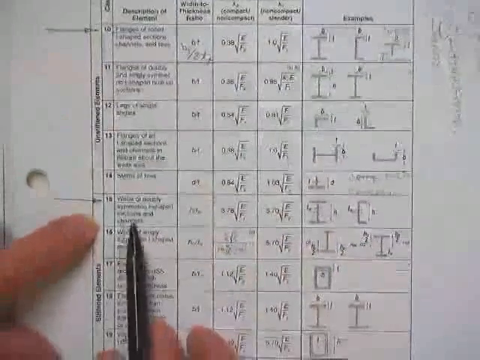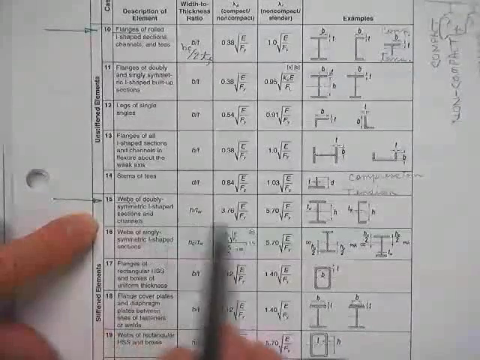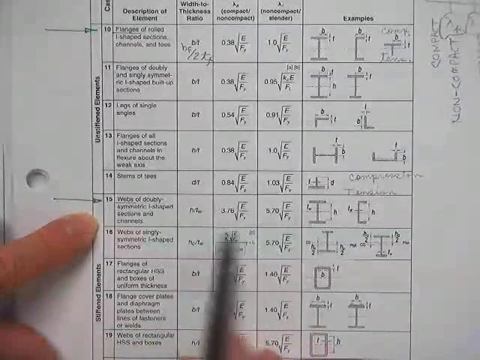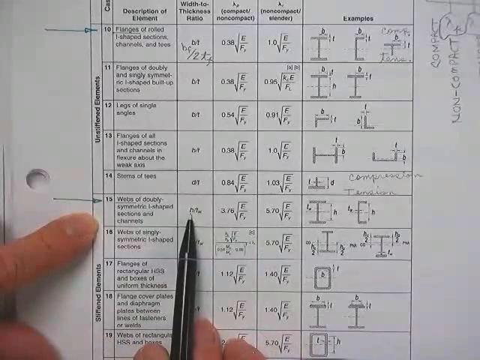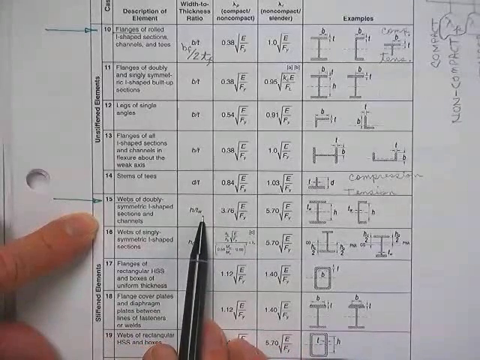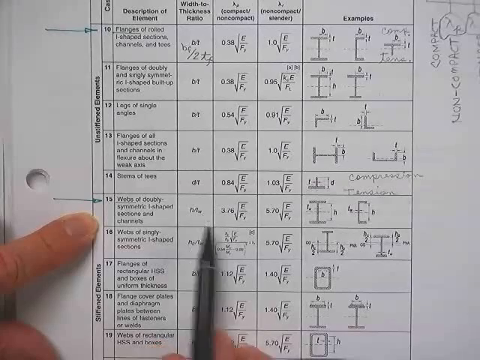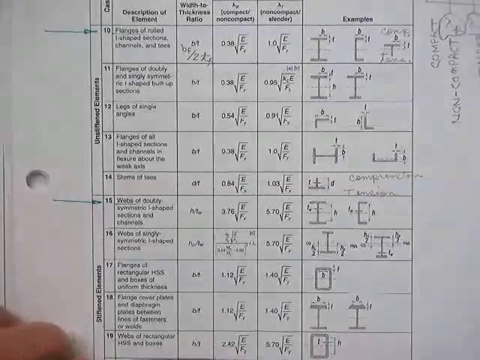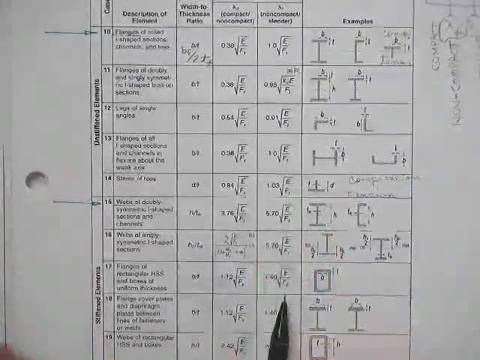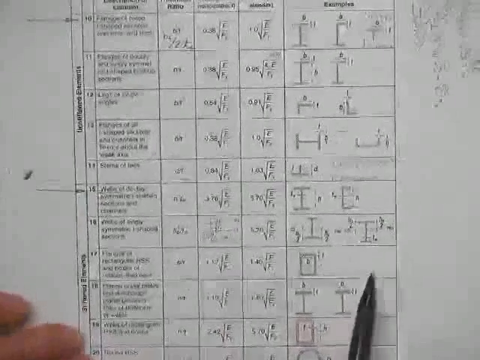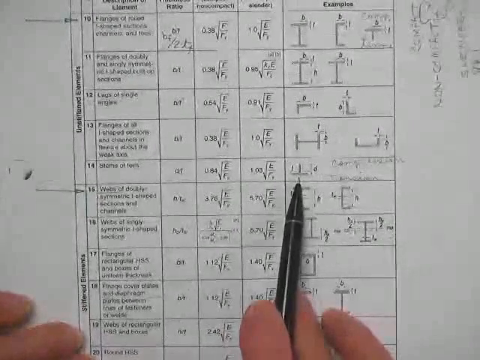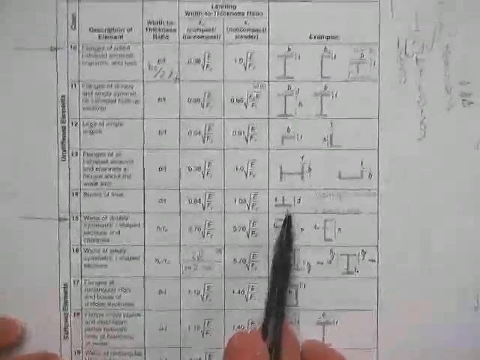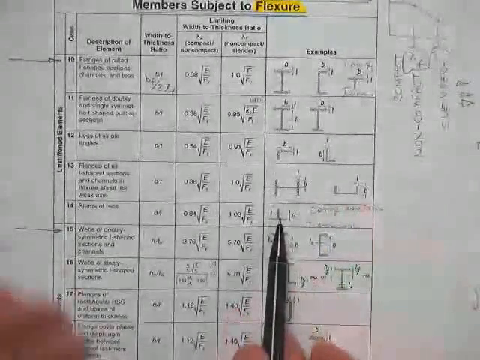Here is case 15 we talked about. There's your webs of a wide flange. Here is your calculation, h over t sub w. And here are your two breakpoints. Then you have other things. You have angles. You have T's. There's a T. Kind of funny. Here you have a T and here you have a T.